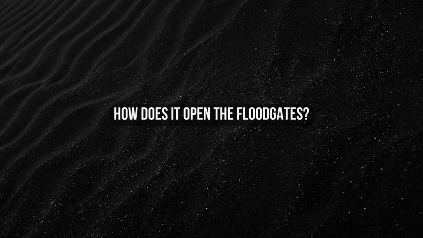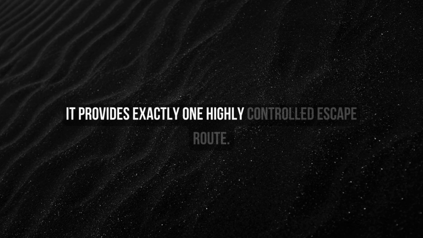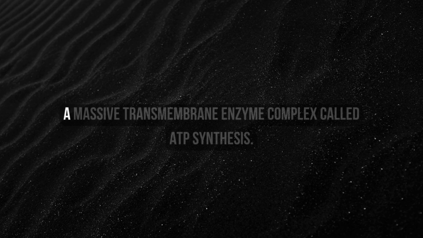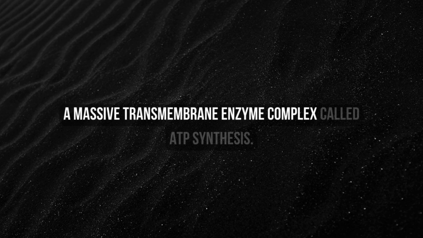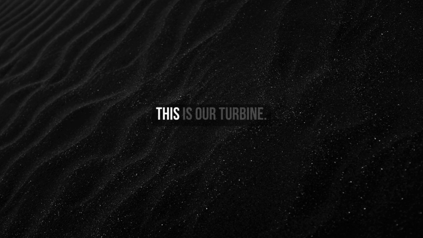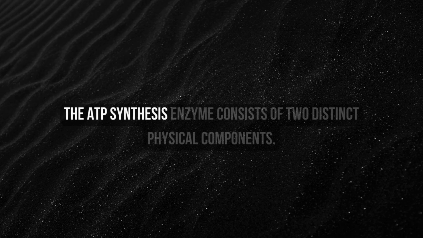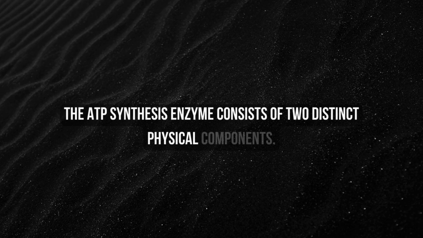So how does the plant cash out this potential energy? How does it open the floodgates? It provides exactly one highly controlled escape route, a massive transmembrane enzyme complex called ATP synthase. This is our turbine. The ATP synthase enzyme consists of 2 distinct physical components.